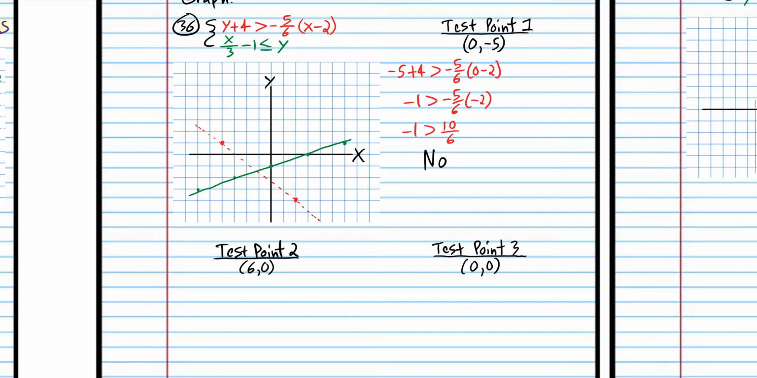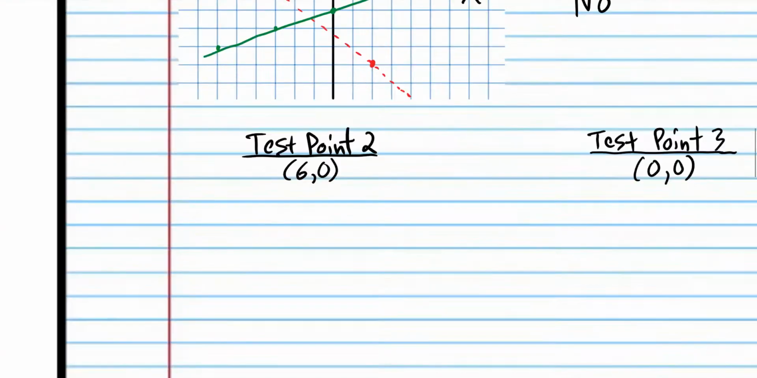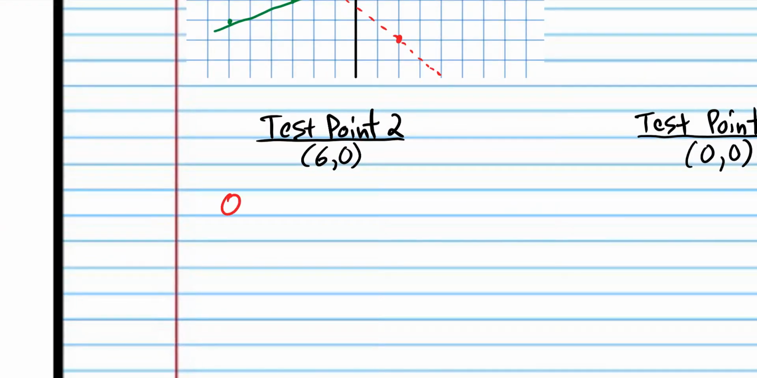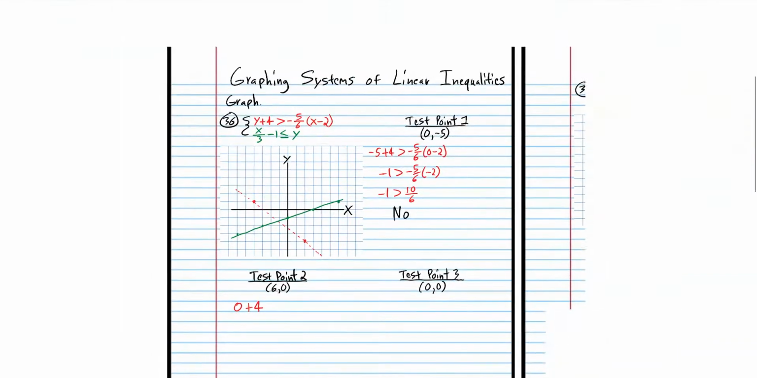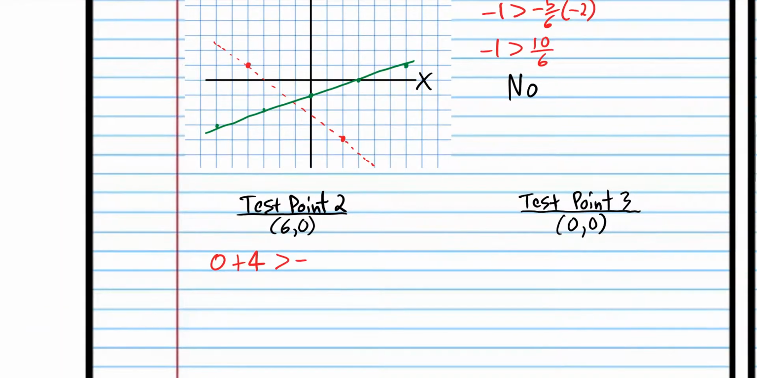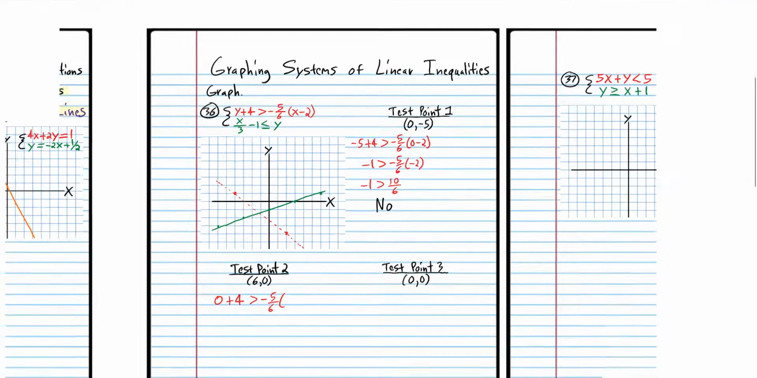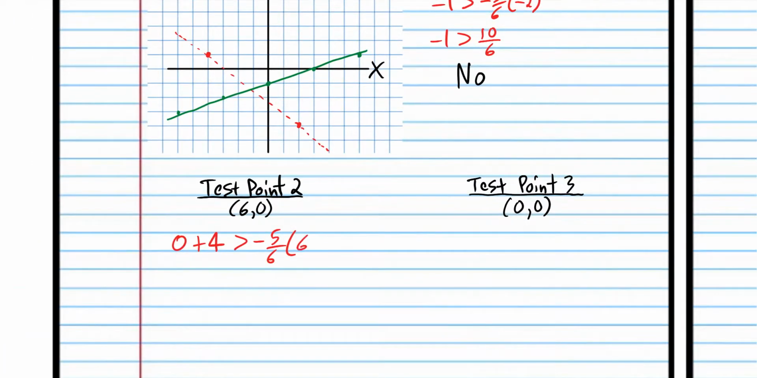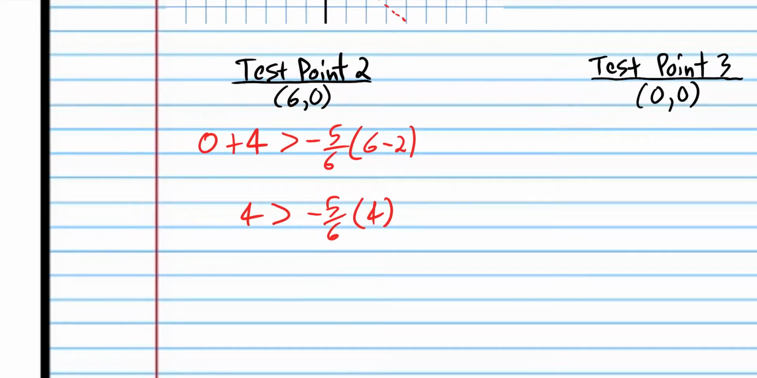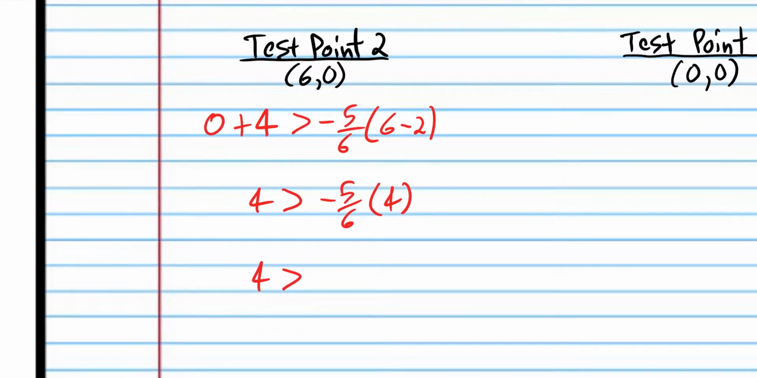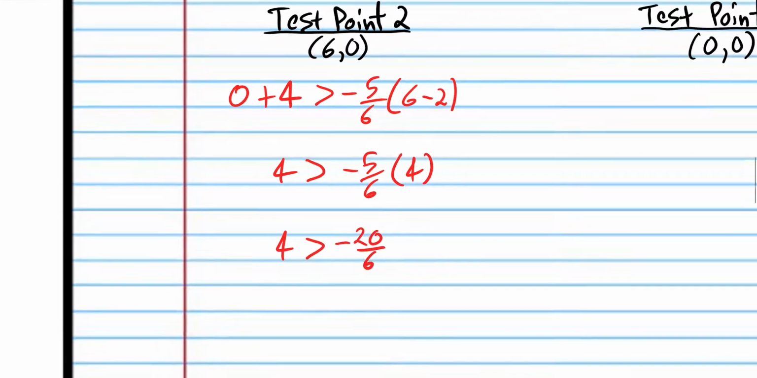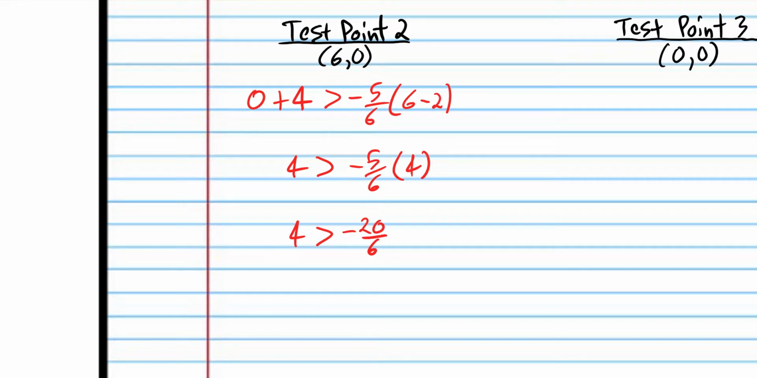So now let's test another point, (6, 0). And we're going to plug that into the same inequality. 0 plus 4 is greater than -5/6 times 6 minus 2. And we have 4 is greater than -5/6 times 4. All we're trying to do is see if the inequality works. We don't necessarily have to go all the way to the end here, but we might as well. So we get -20/6, and you can see that this is true.